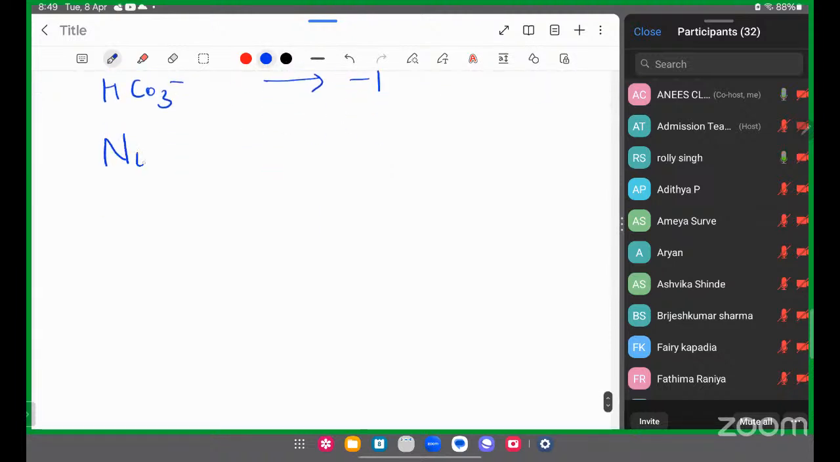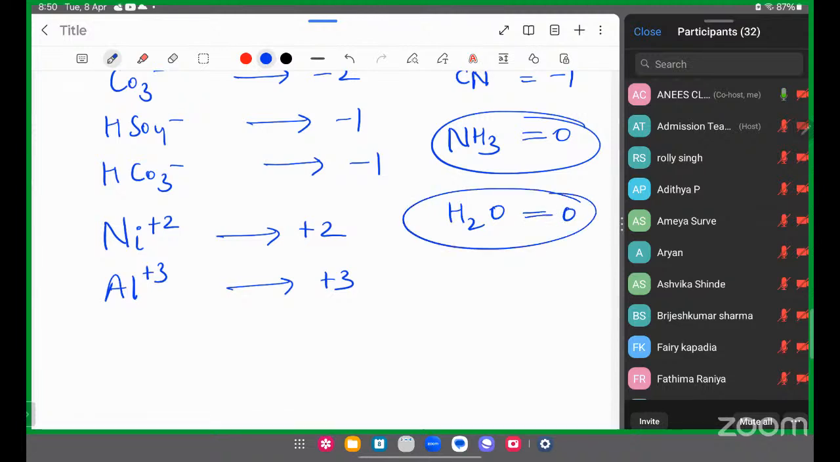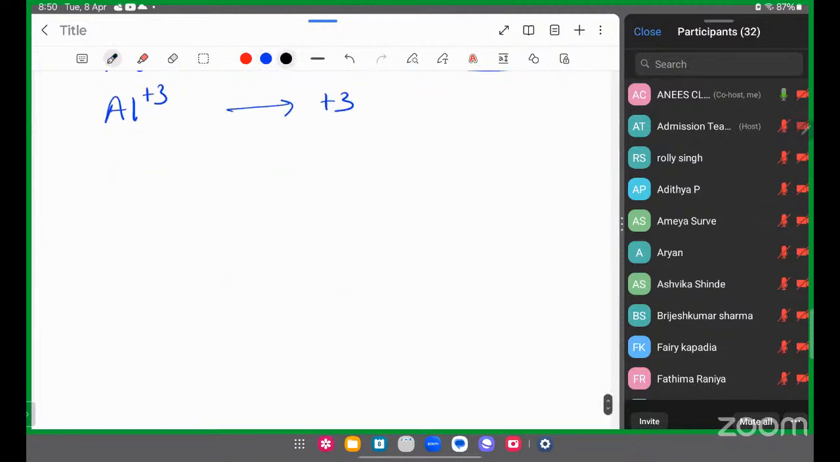Yes, sir. Ni2+ will have +2 oxidation number and Al3+ will have oxidation number +3. Ammonia is neutral, so its oxidation number is taken as 0. Similarly, H2O as a whole is also neutral, so its oxidation number will also be taken as 0. Understood? Yes, sir. And we have to remember this. Yes, you have to remember it.